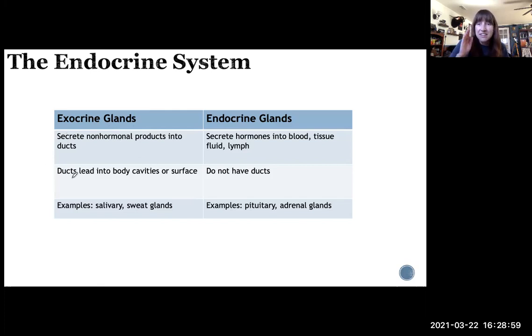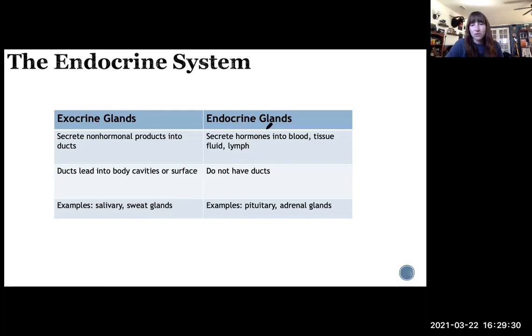They do it through a duct that leads to the technical outside of the body, which can be into a hollow organ or out into the skin. Examples of exocrine glands are salivary glands and sweat glands, right? So saliva and sweat are not hormones, and they are secreted either into the digestive tract or out onto the skin. Endocrine glands are different and weird.